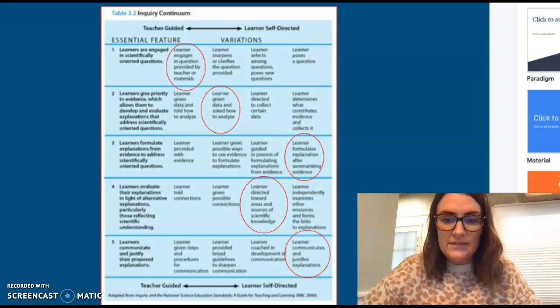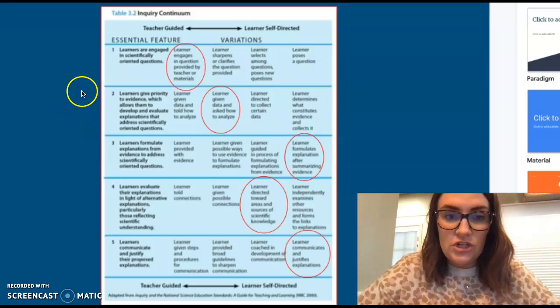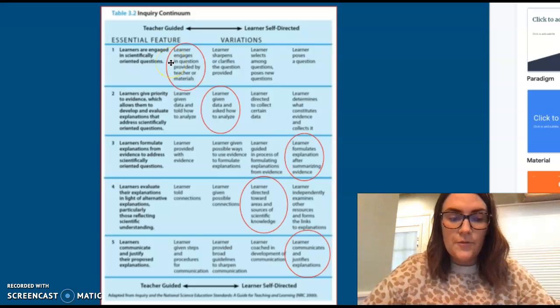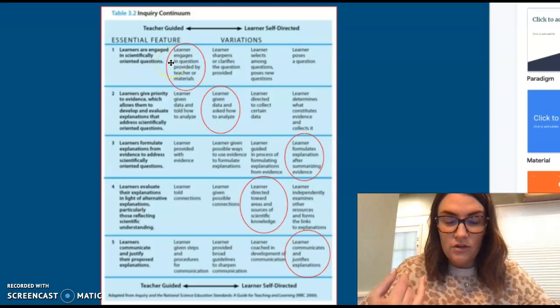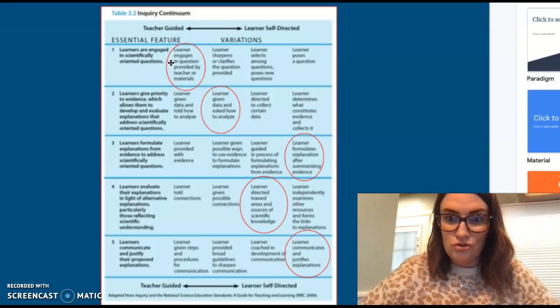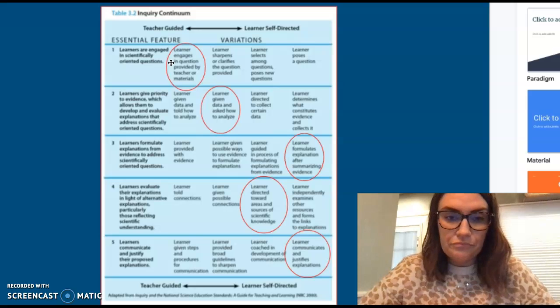So after completing this activity, I wanted to scale it on the inquiry continuum. The first feature is that learners are engaged in scientifically oriented questions. I had scored this as more teacher guided because I was given the question of can you filter your water, and so were the students. So it wasn't a question that one of the students was just wondering about and wanted to explore on their own. It was given to them.